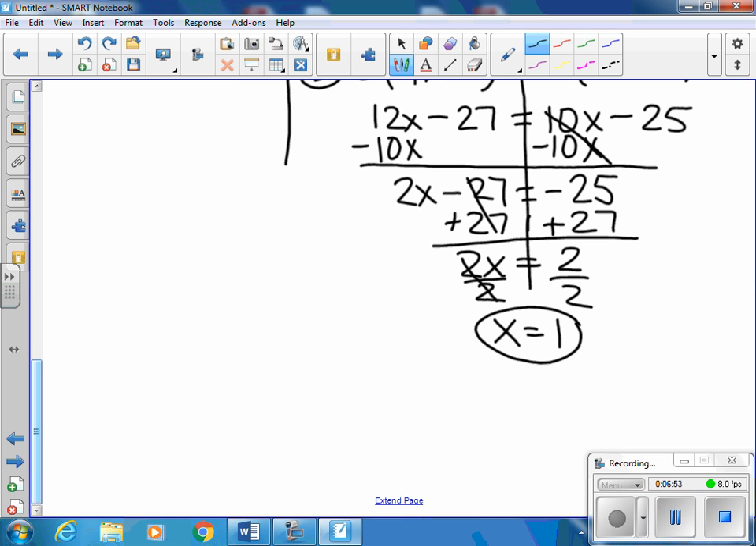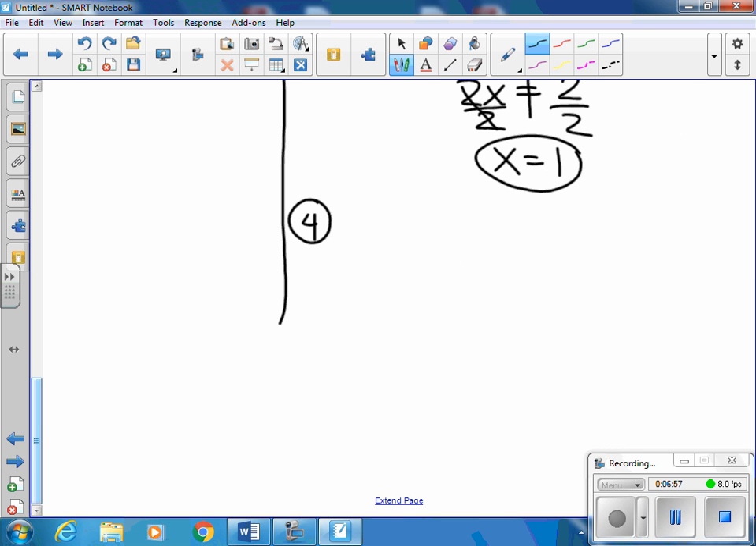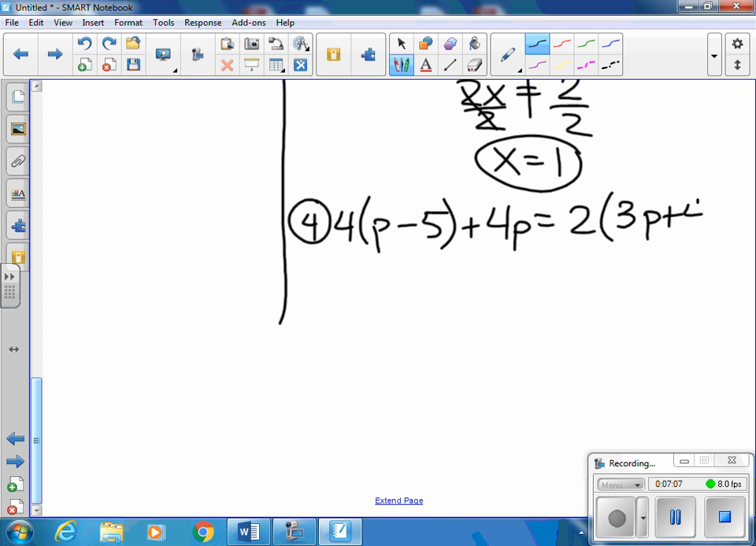All right. Number 4. You're going to have 4 times p minus 5 in parentheses plus 4p equals 2 parentheses 3p plus 4. Right. Again, if you draw your wall, you can see on the left side and right side that we've got some work to do. We see parentheses, so automatically jump in with distributing. 4 times p is 4p. 4 times negative 5 is negative 20. Bring down the other plus 4p.